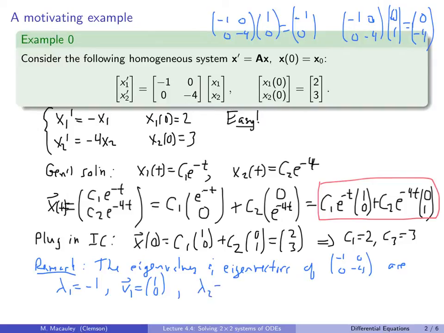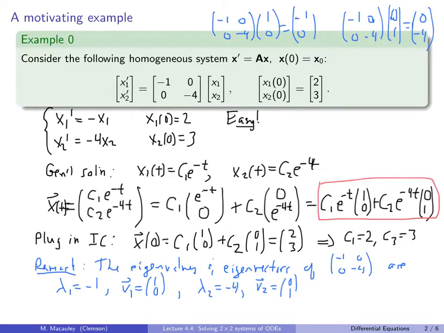Lambda 2 equals -4 with V2 equals 0, 1. And now let me ask you, what do you see? Here's the general solution, and here are the eigenvalues and eigenvectors. Do you see these things appearing up here? Yep, there's a -1 right here. There's a -4 right here. These are the eigenvalues, and these are the eigenvectors. And that is not a coincidence.